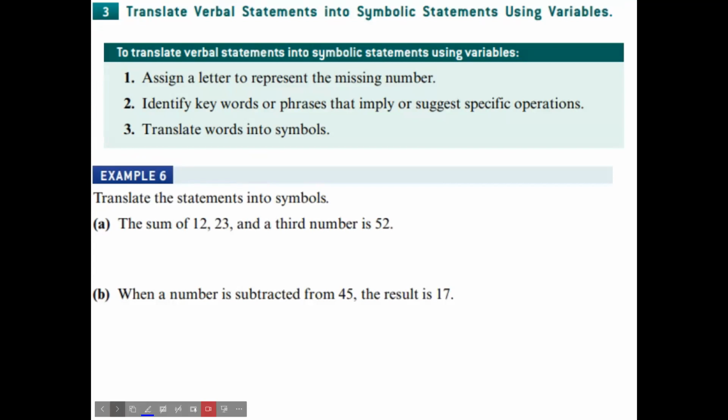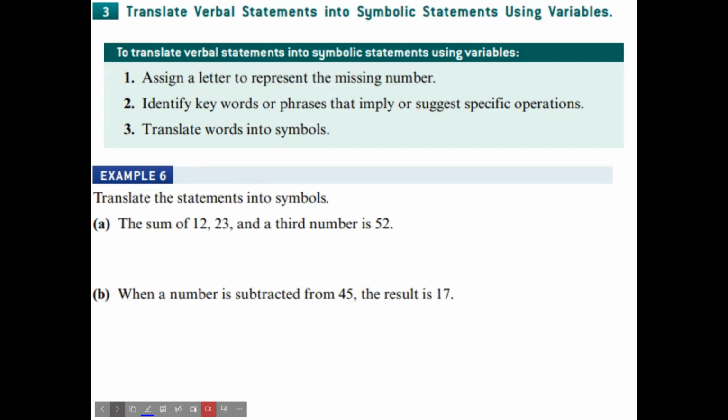So what we're supposed to do to translate a verbal statement into symbolic statements using variables, first we need to assign a letter to represent a missing number. Typically we use X, right? If we deal with time, we use T, right? If we look for a missing number, we can use, let's say, A, right? The selection of the letter doesn't matter. Then identify keywords or phrases that imply or suggest specific operations. So we would add, subtract, right? Divide, multiply, something like that. Translate words into symbols.